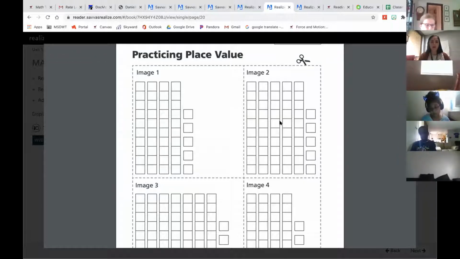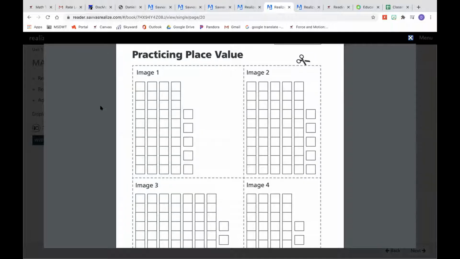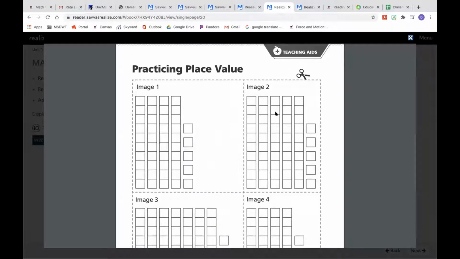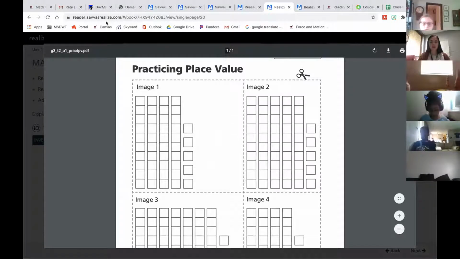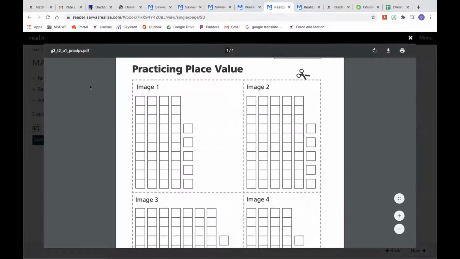How many do we have in number 2? Emmeline, I didn't see your response. Send me a chat in Zoom. How many are in number 2? All right, who would like to explain how many are in number 2 and how you got that?